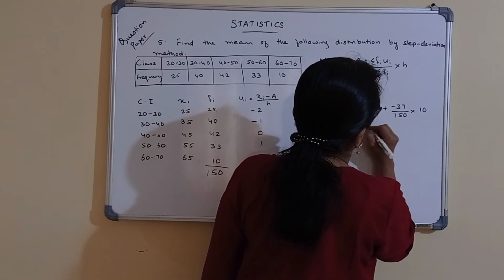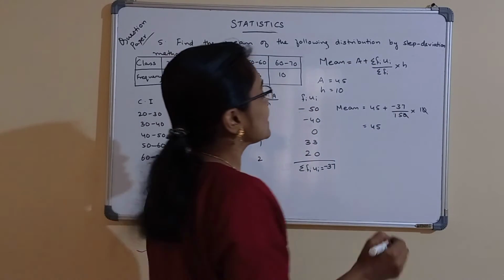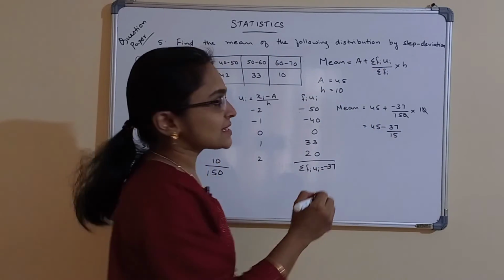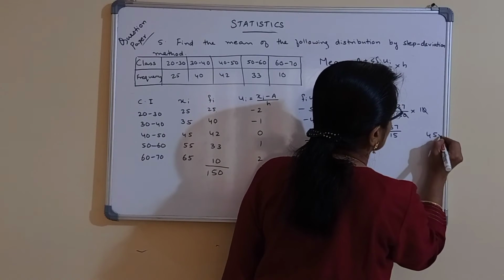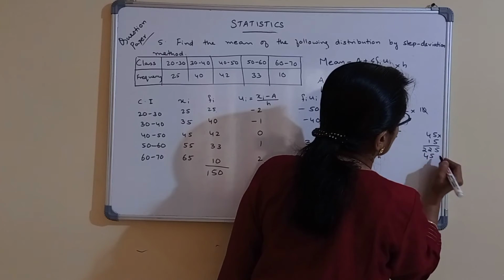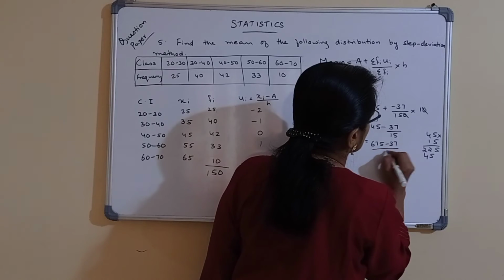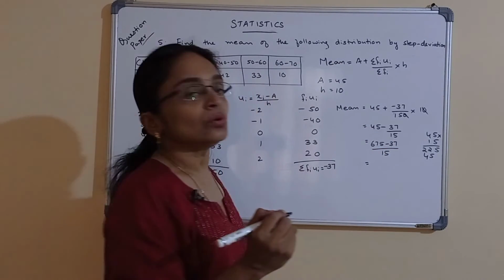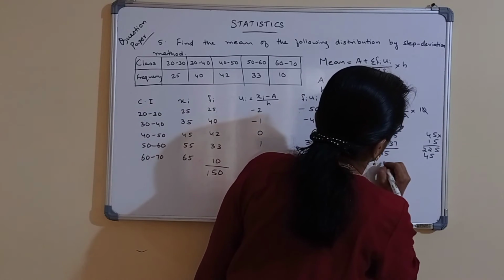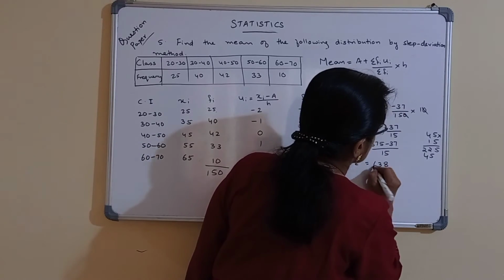Now this is equal to 45, and the 0s will get cancelled. 45 minus 37 by 15. So taking the LCM, 15 is the LCM. 45 into 15 is 225, 45, so we'll get this as 675 minus 37 by 15, which is equal to 675 minus 37 is 638.